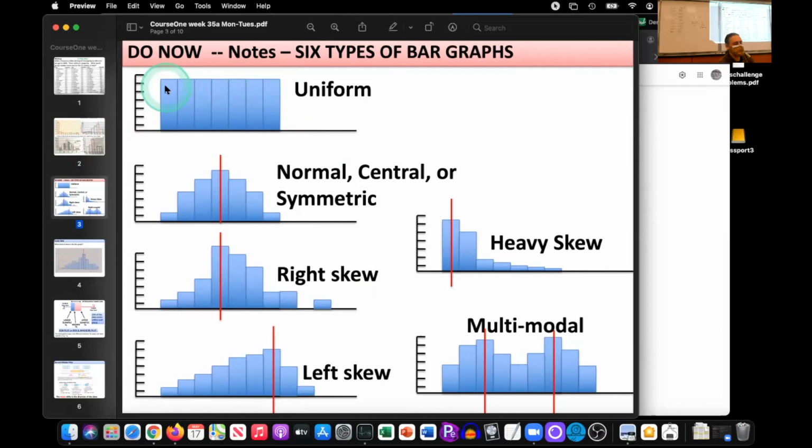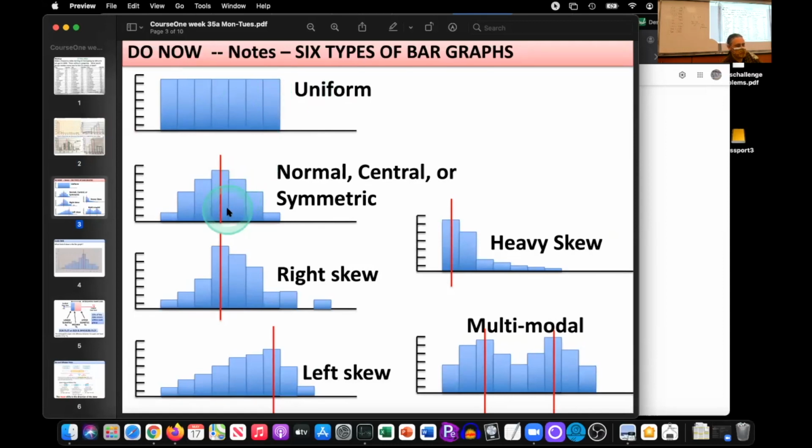Uniform is when each category has the same amount. So the height of the bars are all the same. All right, so each category has the same amount of numbers. So that's called uniform. Okay, and so all of the categories would be the mode because they all occur with equal frequency. The height of the bars are all the same.